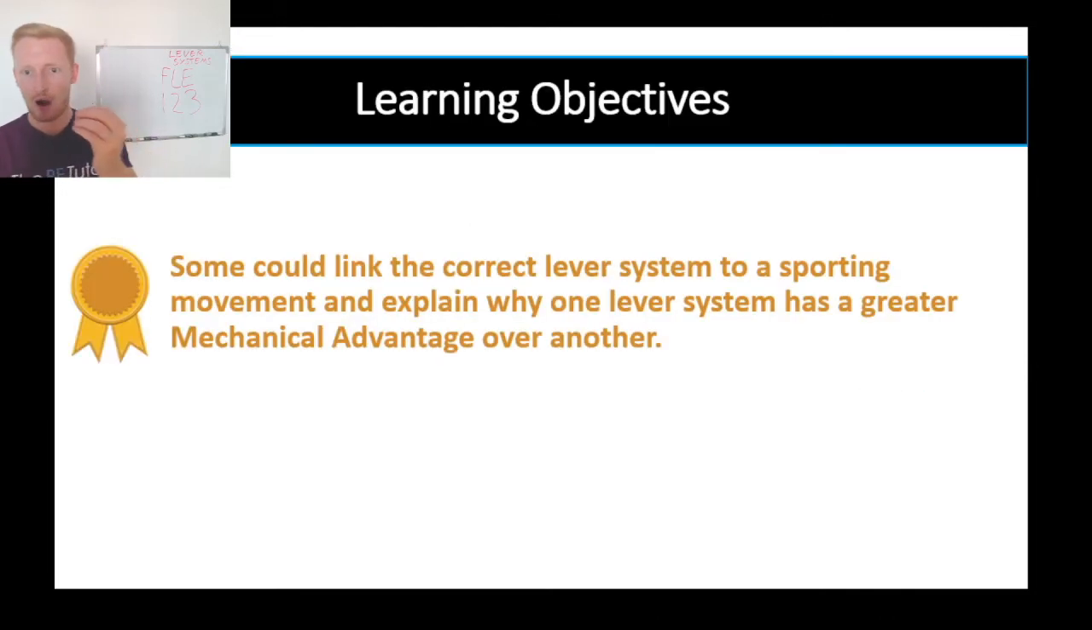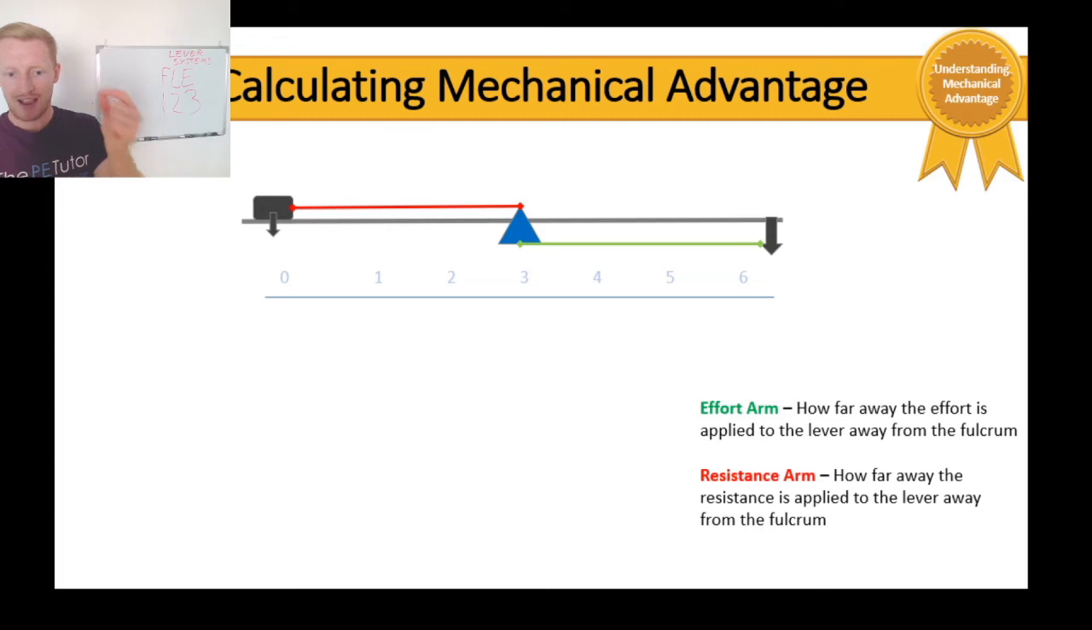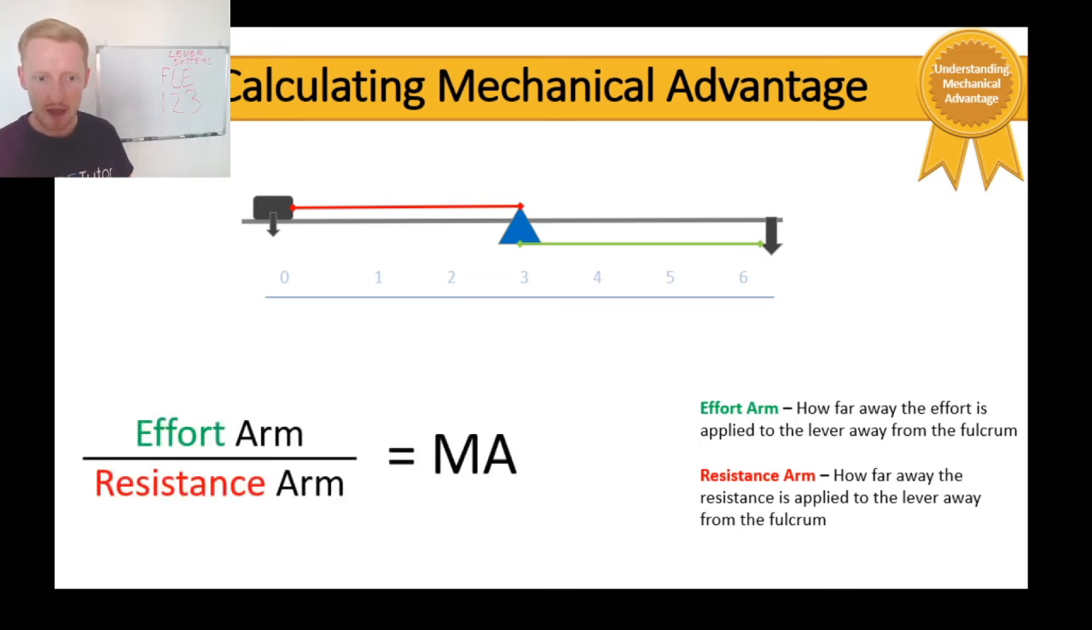Right, so how can we link levers into sport? Well, before we go there, how do we work out what the specific mechanical advantage is? Well, we know it's to do with effort arm and resistance arm, it's to do with it being close or more than or less than. Well, if we divide effort arm by resistance arm, we're looking for a score of greater than 1.